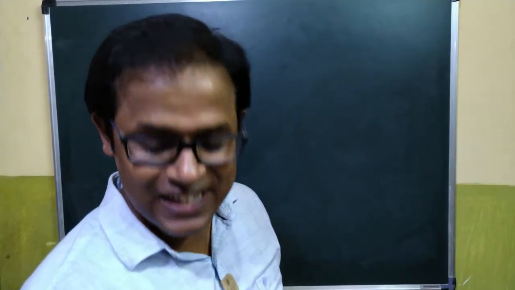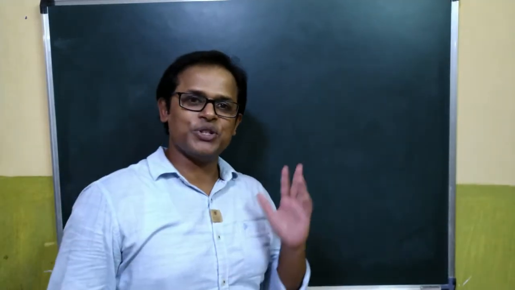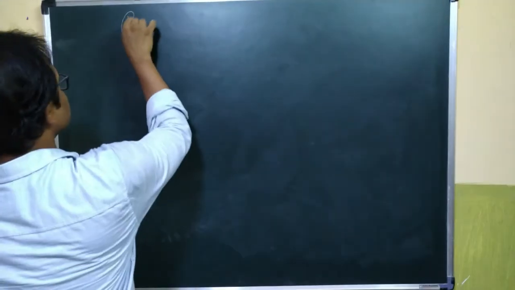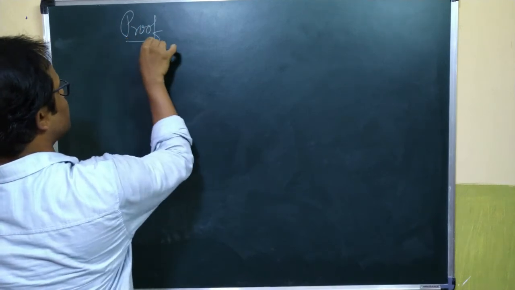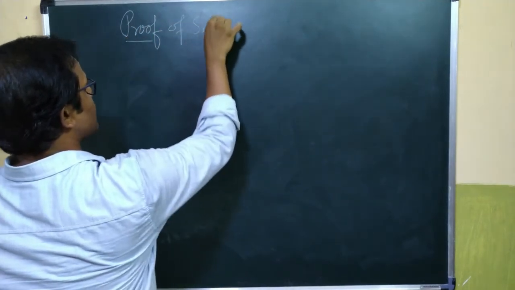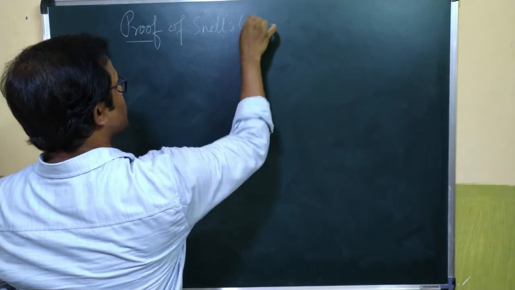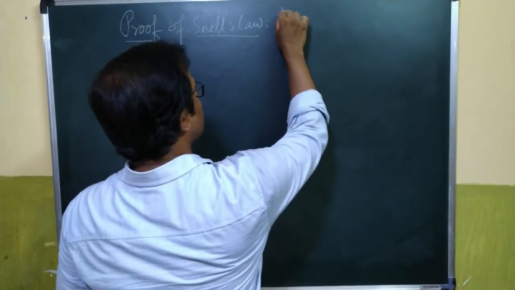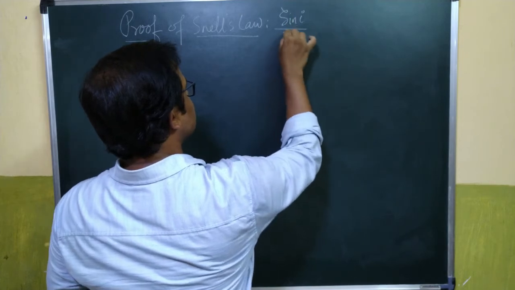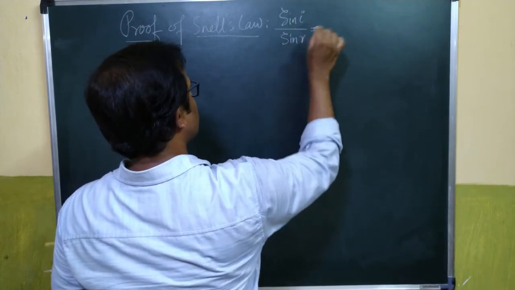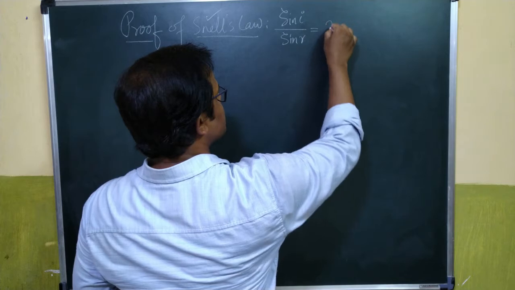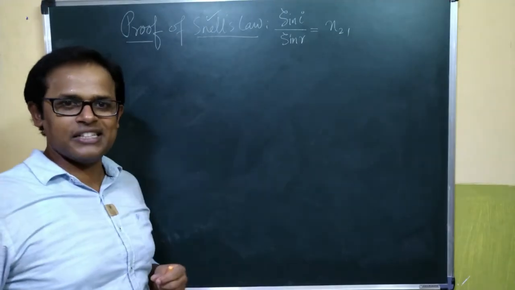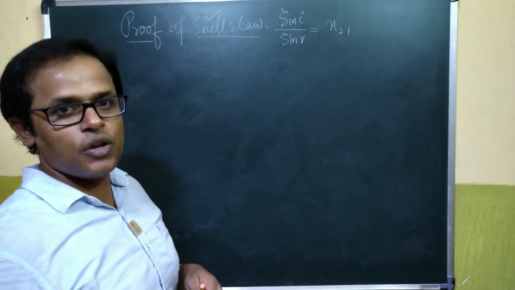Now, let's get to the most important part of this class. What you have been waiting for. Proof of Snell's Law. Many students keep this question in their head for a long period of time. Why is there suddenly the trigonometric ratio sin i by sin r chosen by Willebrord Snell to define this number called the refractive index? Okay, here I will use a non-calculus method.